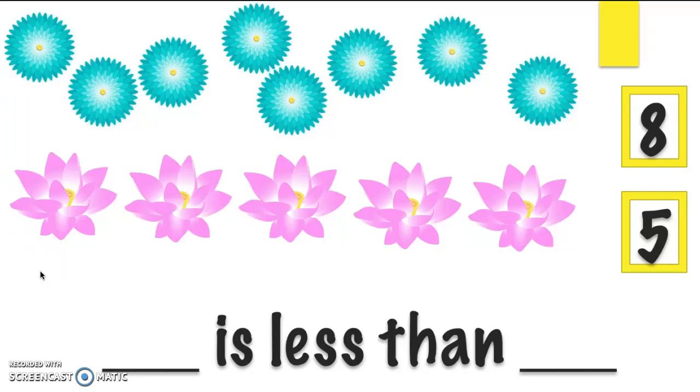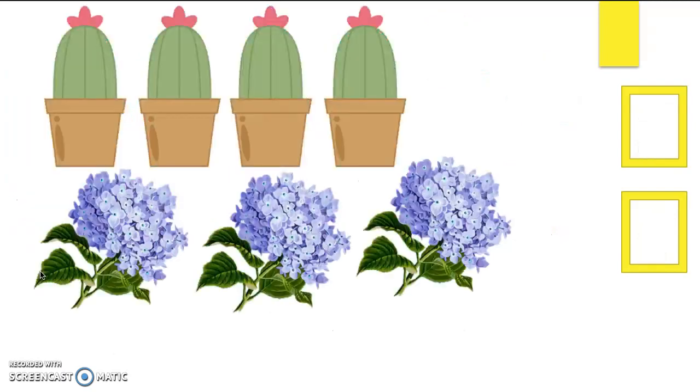So let's finish the sentence today. Blank is less than blank. Remember, less means that you're missing some. So it's going to have fewer or not as many. So which one is the smaller number? Oh, good, yes. So 5 is less than 8. Good job. Nice comparing. Let's try another one.